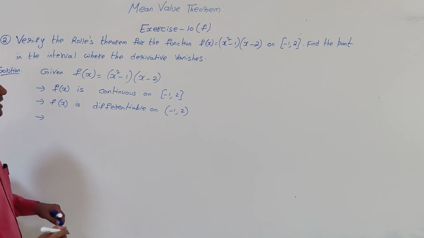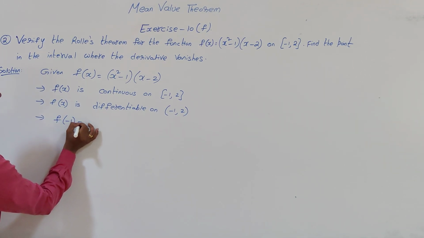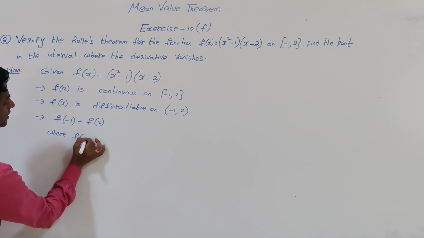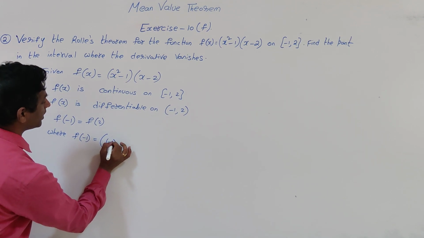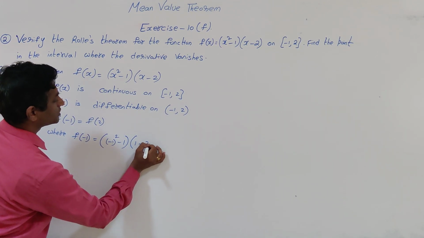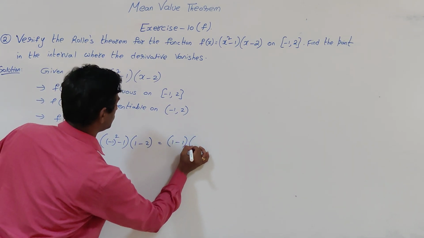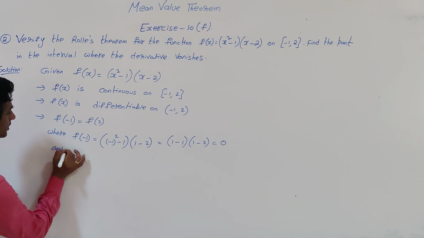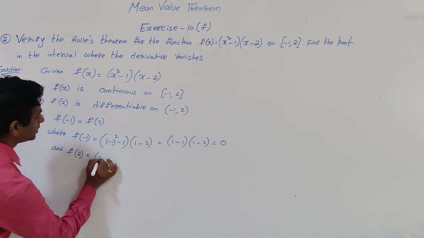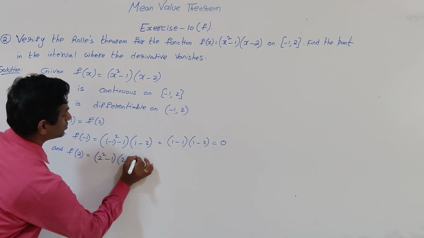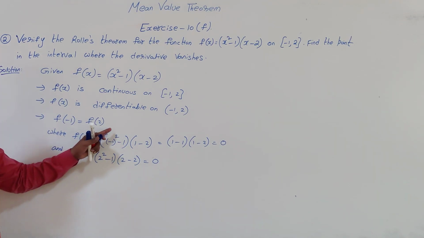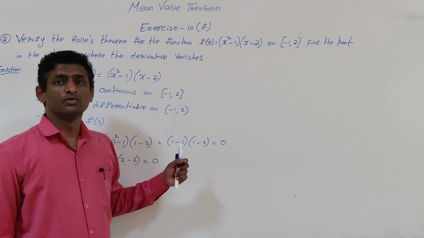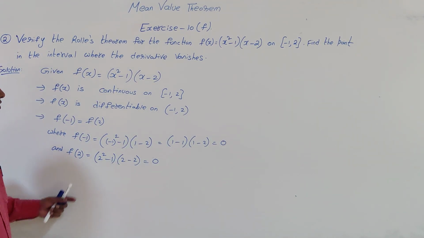Third, we have to check that f of minus 1 is equal to f of 2, where f of minus 1 will be minus 1 whole square minus 1 into minus 1 minus 2, which is 1 minus 1 into minus 1 minus 2, which is 0. Similarly, f of 2 will be 2 square minus 1 into 2 minus 2, which is again 0. So all the three conditions are satisfied for the function by Rolle's theorem.